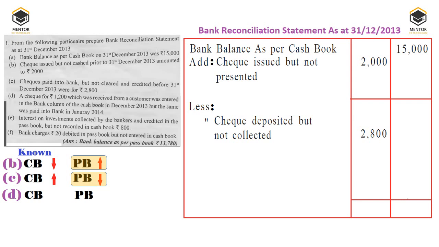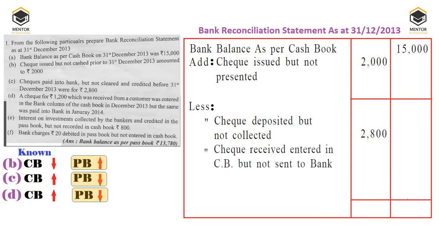So for point D, I have taken the cash book and the passbook. Whenever we receive a check and enter it in the cash book, what will happen? Our favorable balance of the cash book will increase, whereas it is not reflected in the passbook. Therefore, the passbook balance is less. Which one do we need to find out? The passbook. As it is a down arrow, less, it should be deducted. Checks received entered in the cash book but not sent to the bank up to 31st December. Please bear in mind. So 1200.